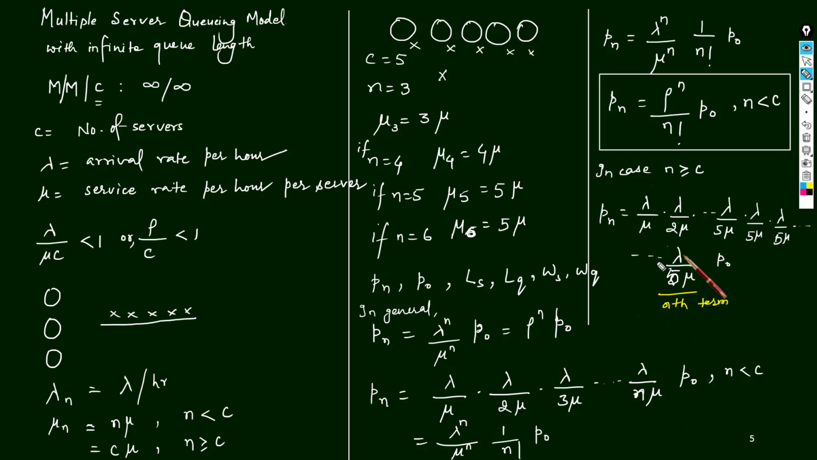Okay, so how can we write this? How many terms are there? Total n terms, this one is the nth, so lambda to the power n. Mu also total n, mu to the power n. This one is up to 5, that means up to c, so this is c factorial, so 1 upon c factorial. After that, how many remaining are there? So this much is c.